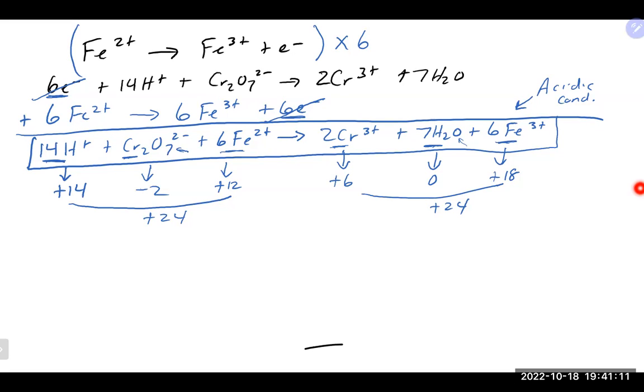So if you need to balance this in basic conditions, what we're going to do is basically just do acidic and then turn it to basic at the end. I'm going to recopy this a little bit higher. So we've got 14 H pluses plus, somebody want to read it to me real quick? Say it again. Dichromate. Okay. And Fe2 plus, other side.